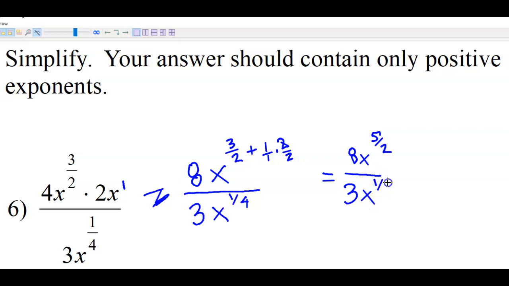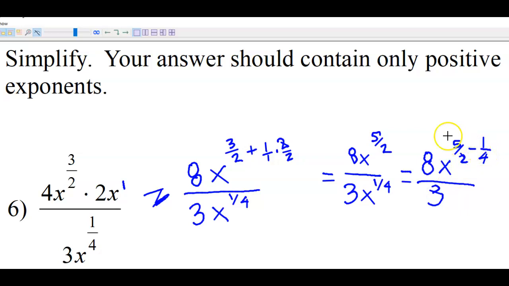Now I want to see if I can reduce my fraction, but 8 over 3 does not reduce, so 8 will remain on the top and a 3 will remain on the bottom. But x is going to have the exponent of 5/2 minus 1/4. And then just a 3 on the bottom.